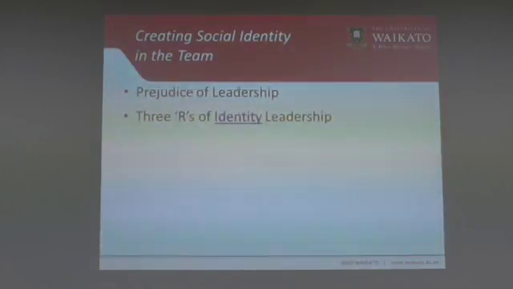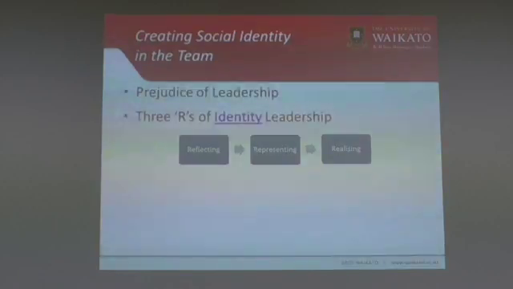When we talk about the 3 R's of identity relationship, we're talking about reflecting. The team leader or the group leader's role is initially to reflect the needs of what the group values. To do that, you may meet with each team member and ask what is important to them, what their pain points are, and if resources weren't an issue, what they would do differently.